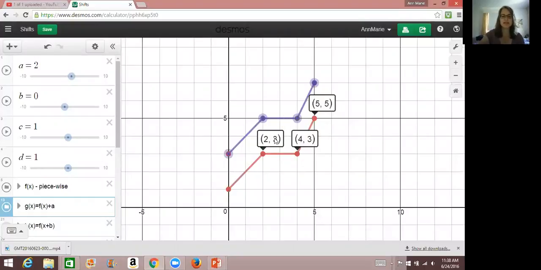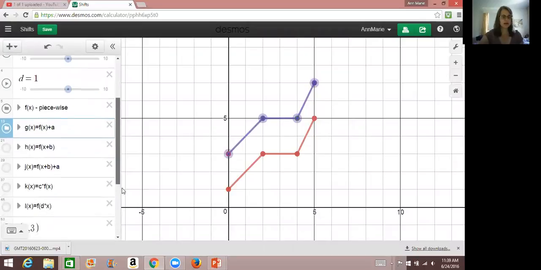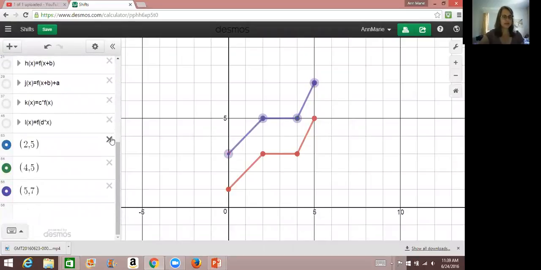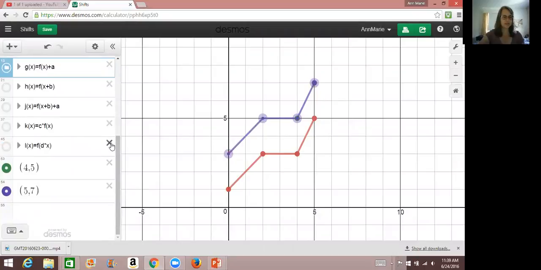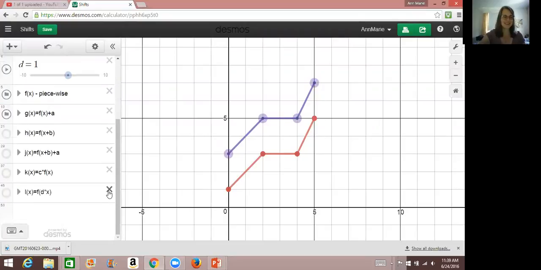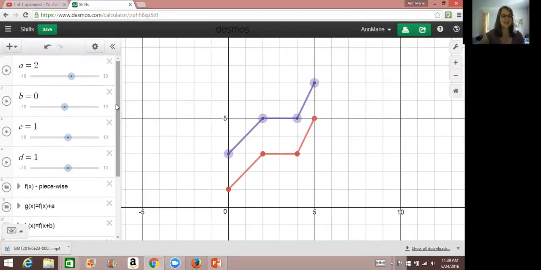All right, let me clean this up a little bit. I'm going to take off these tags, and I'm going to make these points go away because I don't really want them. Whoops, shoot. Brought it back. Okay. All right, so now let's look.